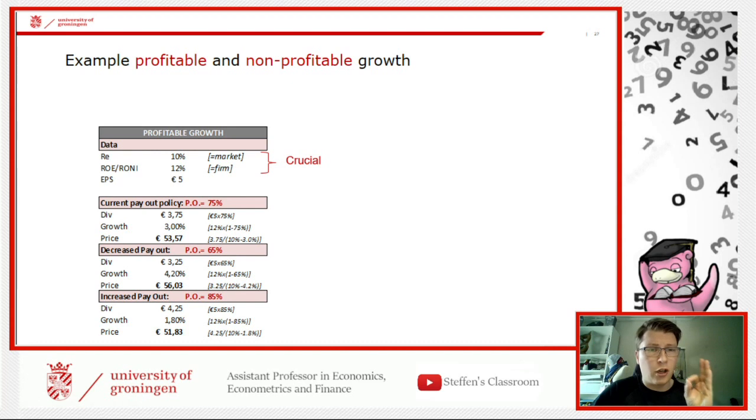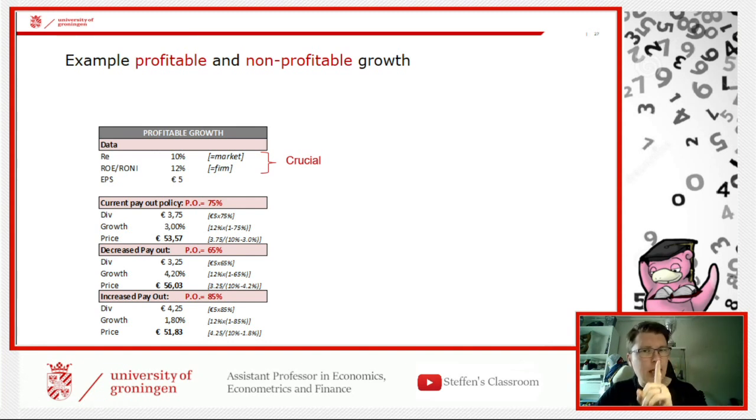We can of course also go the other way around. Suppose now I increase my payout to 85%. So the dividend grows now to 4.25. The growth will go down because we have less retained capital in the firm. And of course, then we end up with a stock price that is a little lower now, 51.83, as a result of, well, less growth.